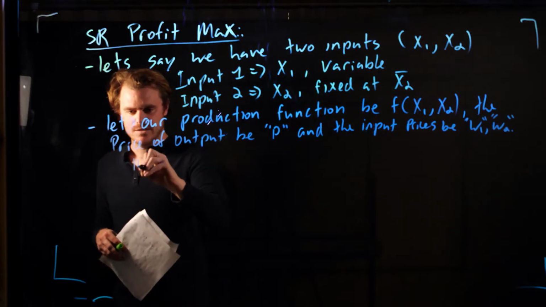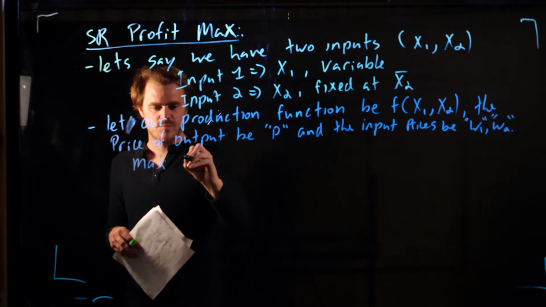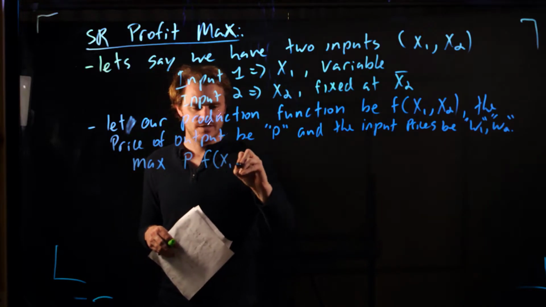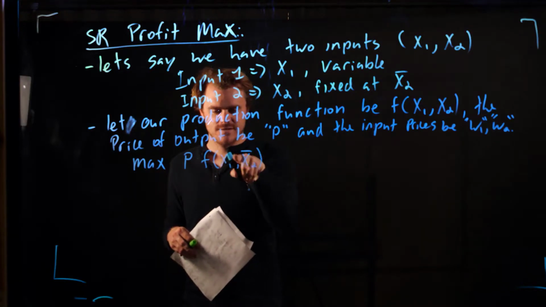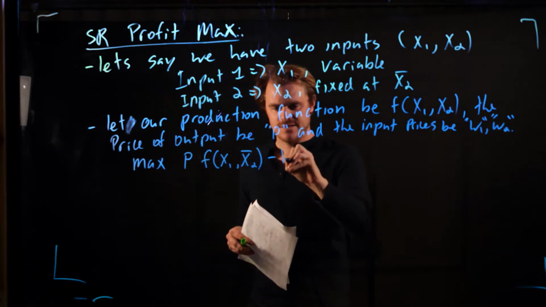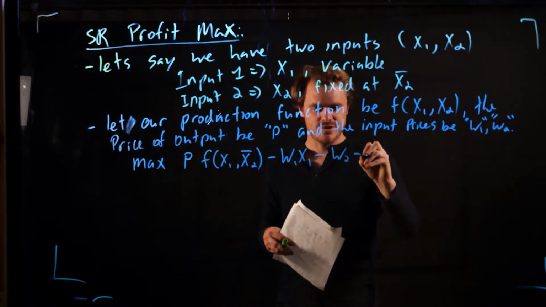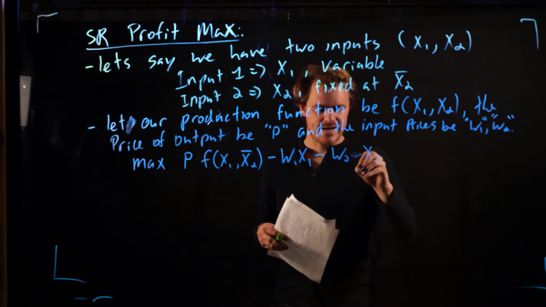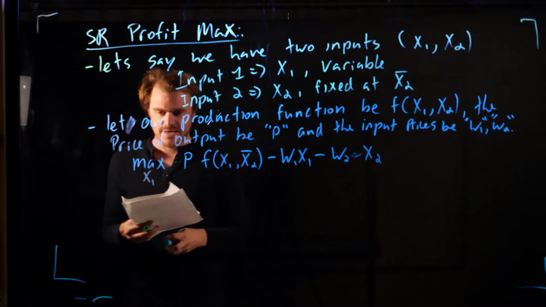That means our maximization problem is that we want to max profit. Well, profit is total revenue, which is price times output. Here, the amount of input 2 is fixed. All we get to do is vary input 1, minus the cost of input 1, minus the cost of that input 2 times x2. And we only get to pick x1 here, the amount of input 1.